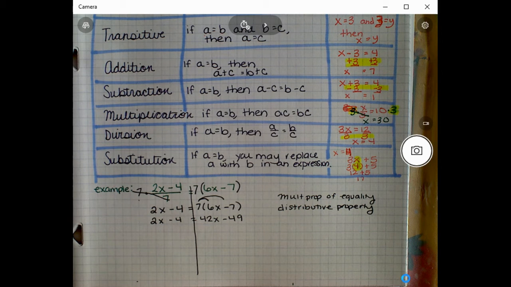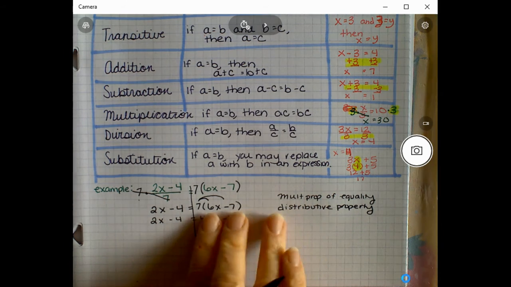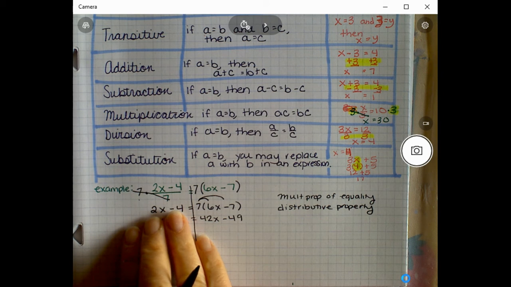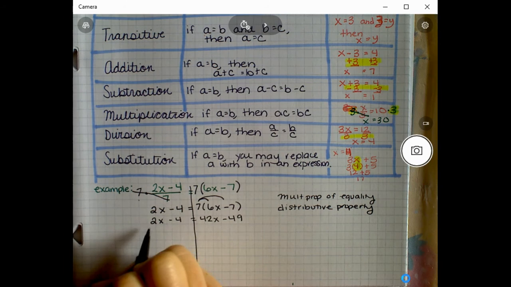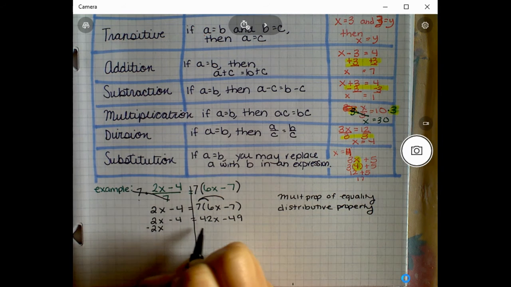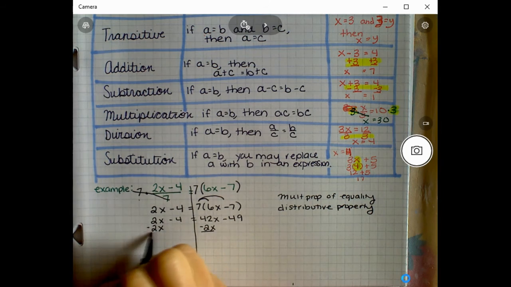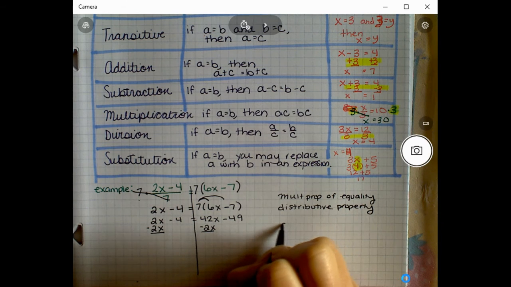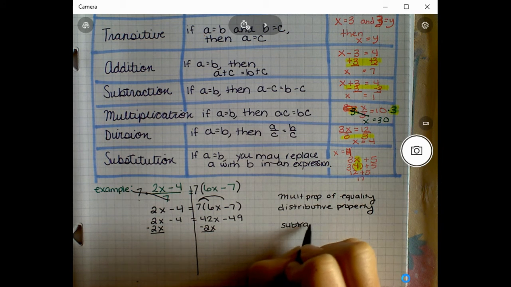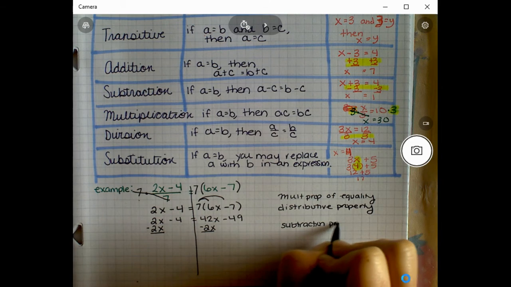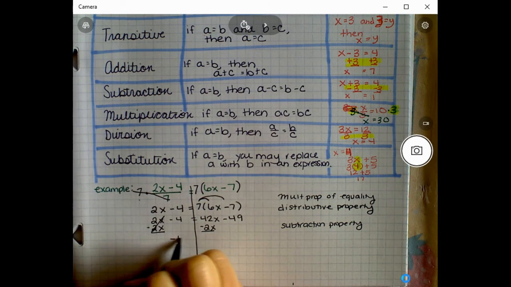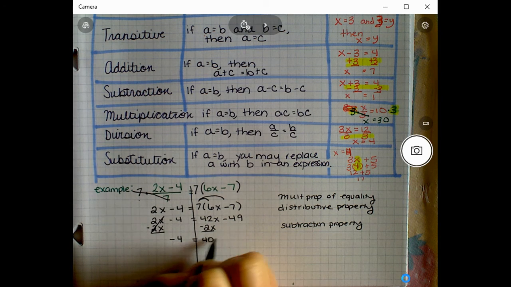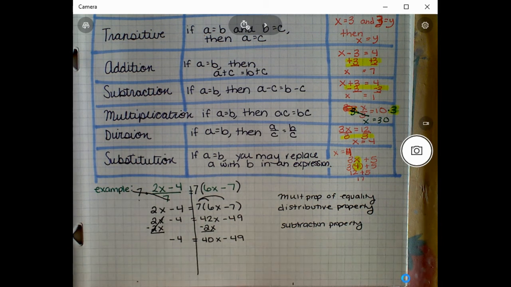And now the next steps that we have are, can I combine like terms? No. Can I add or subtract something? You really have a lot of choices here. I'm just going to choose to subtract 2x from both sides. So I'm using the subtraction property of equality. I'm subtracting, so now I have negative 4 equals 40x minus 49.